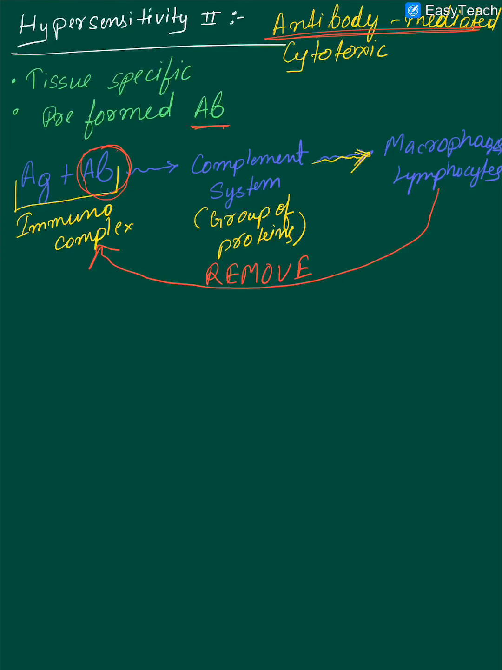Now, there are examples like autoimmune diseases, Graves' disease, and the most important example, that is the transfusion mismatch. If there is a transfusion mismatch, then it is hypersensitivity type 2.